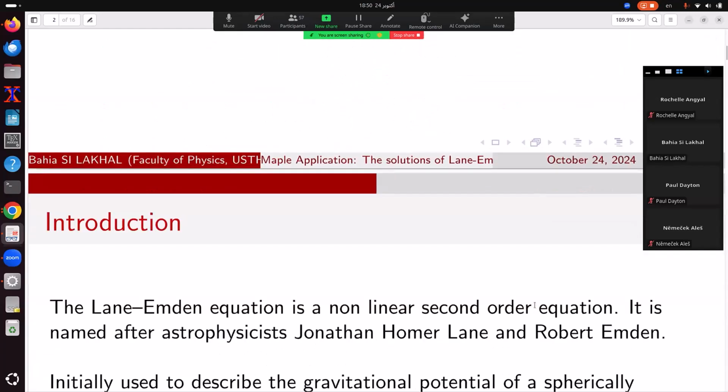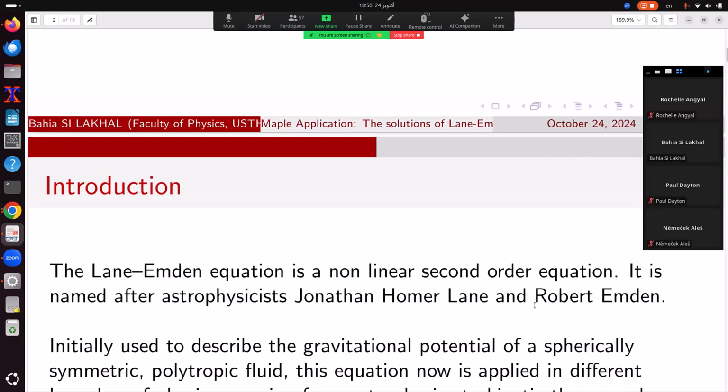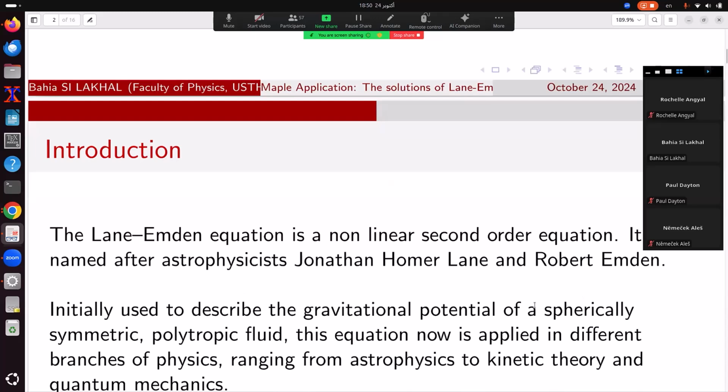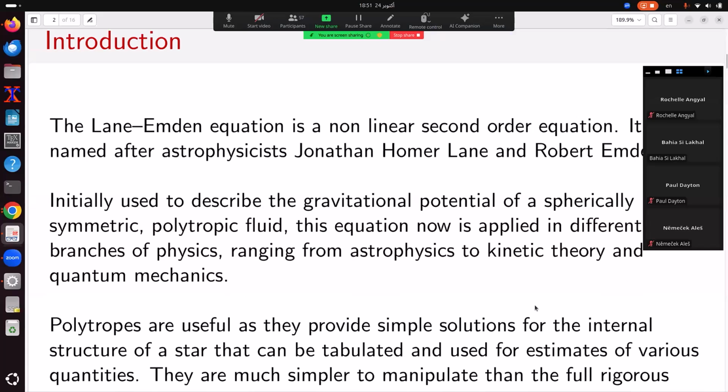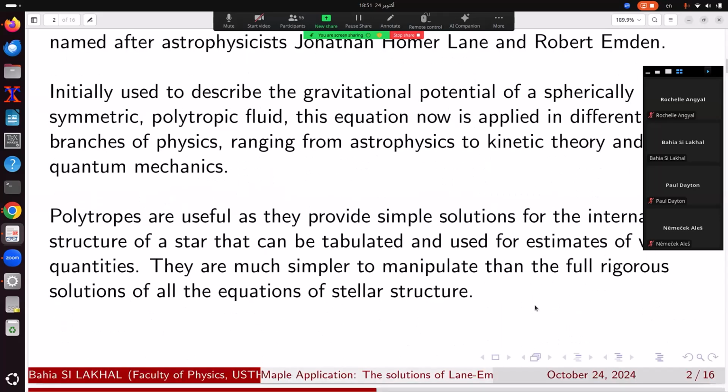So the Lane-Emden equation is a nonlinear second-order equation. It is named after astrophysicists Jonathan Homer Lane and Robert Emden. It was initially used to describe the gravitational potential of a spherically symmetric polytropic fluid, but now it is applied in different branches of physics. Polytropes are very useful in astrophysics as they provide simple solutions for the internal structure of a star.